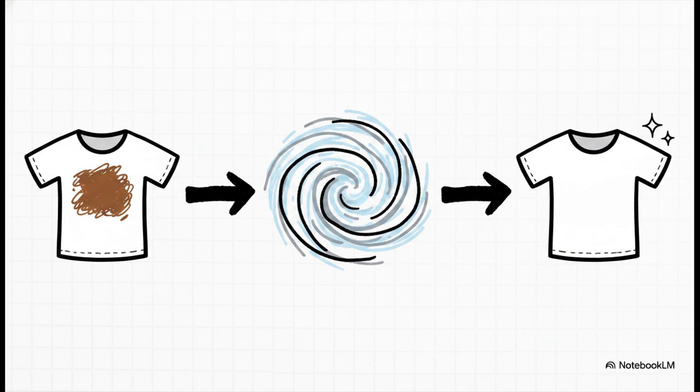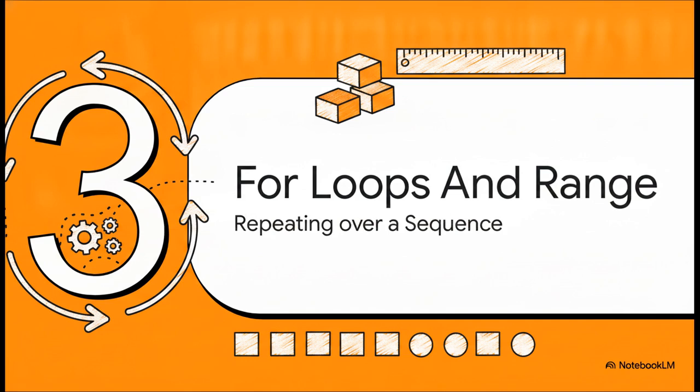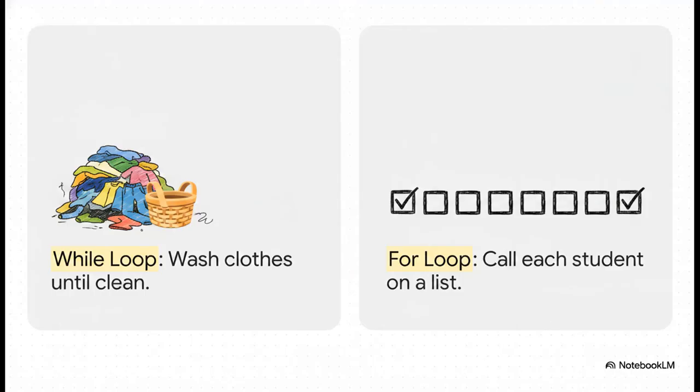But what if we already know exactly how many times we need to repeat an action? That brings us to section 3. For loops and range. Now, what's really interesting here is contrasting these 2 loops. A while loop handles the unknown, like washing clothes until that clean condition is met.